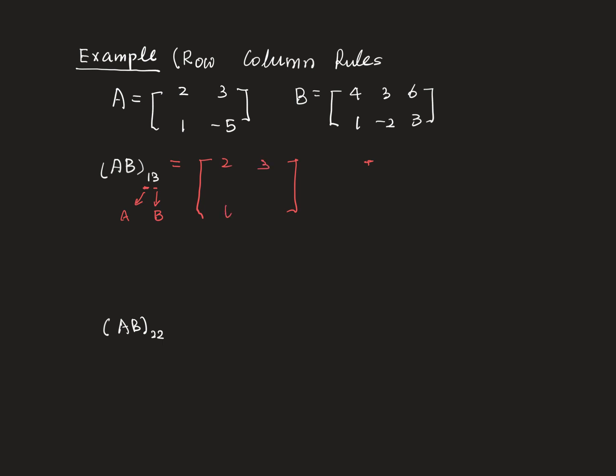2, 3, 1, negative 5, 4, 3, 6, 1, negative 2, 3. So we want to find the outcome of this multiplication. First row is right there. Here is the third column. So first row, third column.